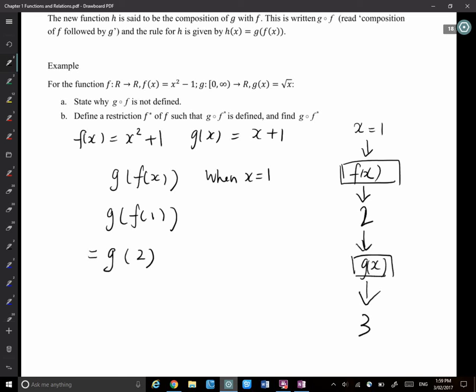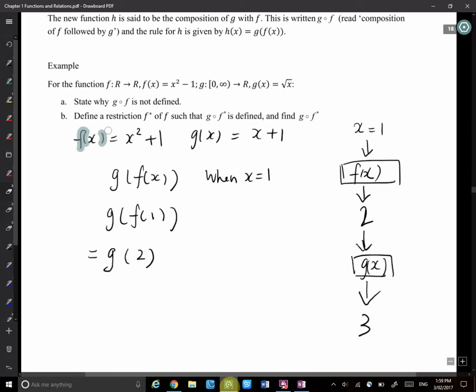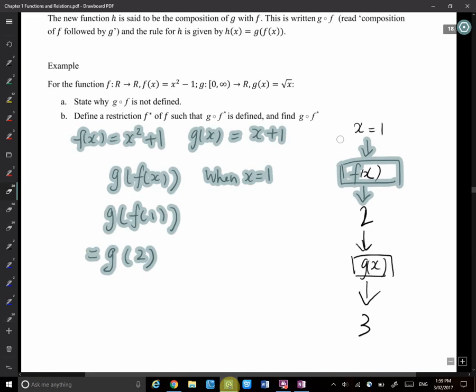So I have a function inside. I will evaluate that function first, I have a value out, and I put that value into the outside function. So I have x equal to 1. I put x equal to 1 into f(x), and I work out that value is 2. I put this 2 as the new domain for the function g(x), and I have out my range of 3 finally. So when x equals 1, my g of f(x) equals 3. That's how a composite function works. I'm just explaining how it works.